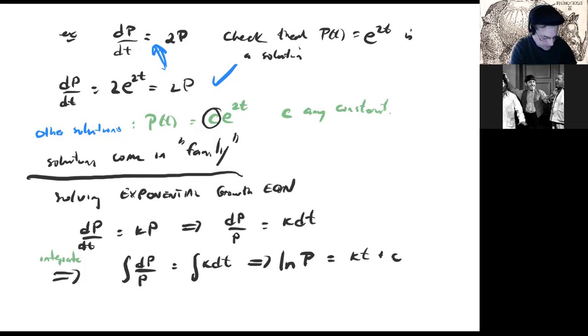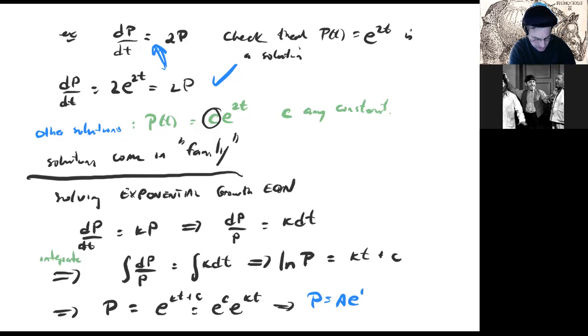Now, we can solve for p by exponentiating both sides. We get e to the ln of p, which is p, is equal to e to the kt plus c, which we can think of as e to the c times e to the kt. And that leads to the final solution, p equals a e to the kt, where we've used the fact that e to the c is equal to a. So this is the general solution of the exponential growth or decay equation.